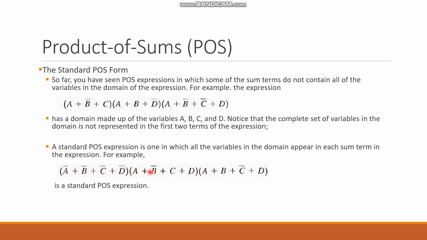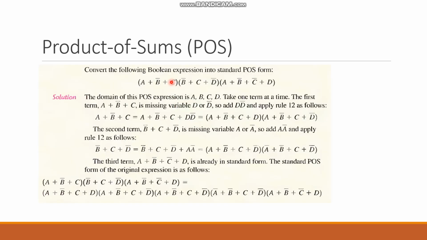Look at here, all of the domain variables are available in each sum term, so we will get a standard product of sum expression. Okay, in this example, we've been asked to convert this non-standard product of sum expression into standard product of sum. So it is a product of sum, right? We have some terms, this one and that one and that one, and they are producted together, but it's not standard. Why? Because all of the domain variables haven't participated in all of the products.